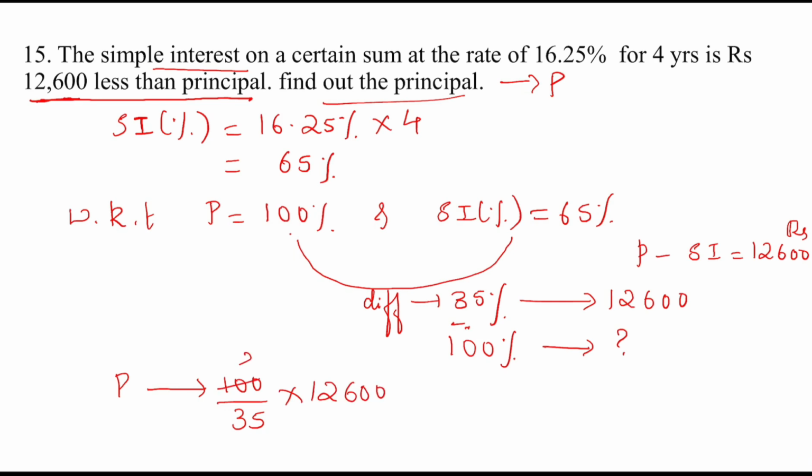Now 5 20s are 100, 5 7s are 35, 7 1s are 7, 7 8s are 56 and 00. So 18 2s is 36 and 3 zeros. Therefore this is the principal amount. The principal amount was how much? 36,000.